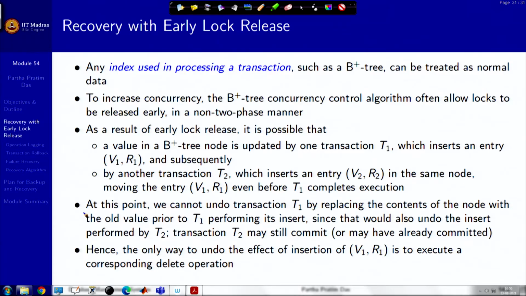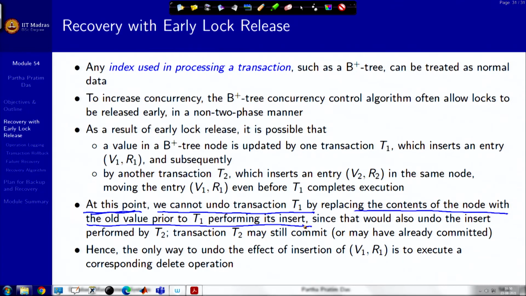And at this point, if something is required, we cannot undo the transaction T1 by doing a compensation log kind of stuff, by replacing the content of the node with the old value prior to T1. That is the basic compensation idea, right? You keep the old value, keep the new value. If you have to undo, change the new value to the old value.